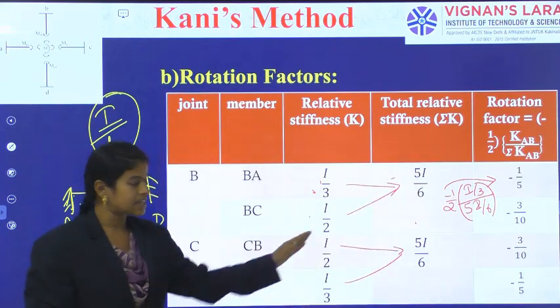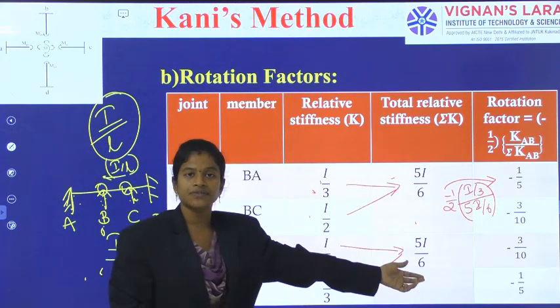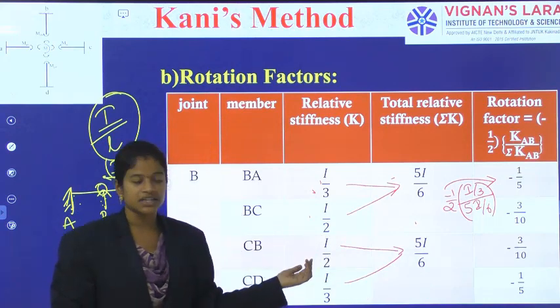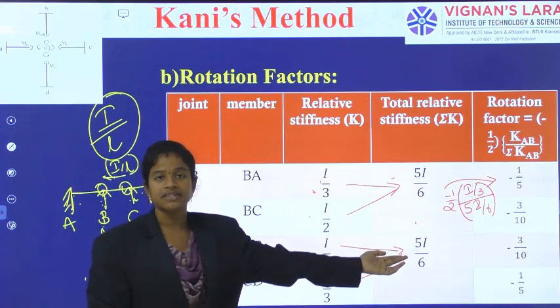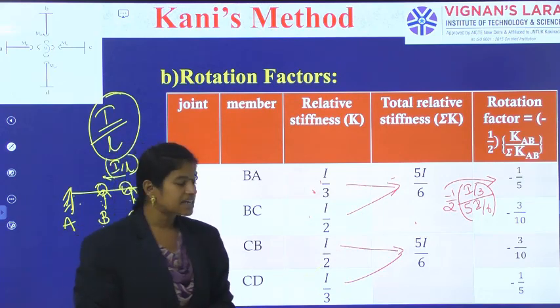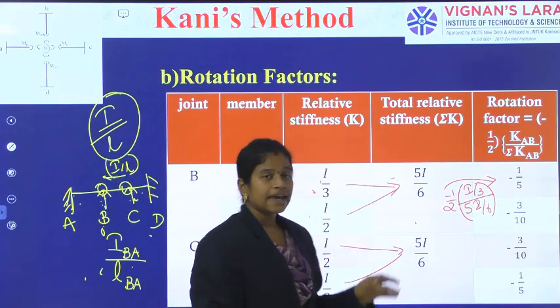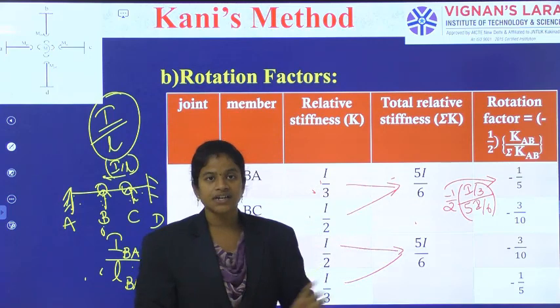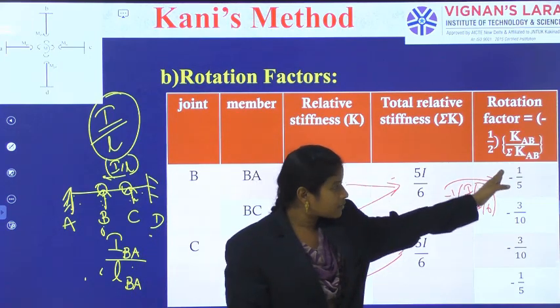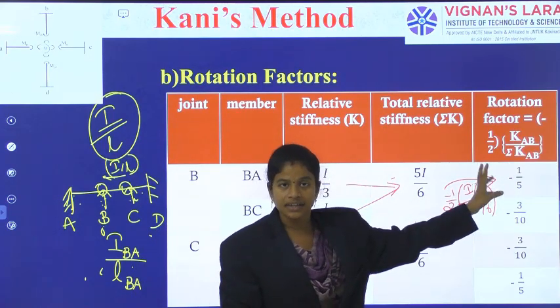And for the next members CB and CD, the ratio of the relative stiffness and the total relative stiffness is multiplied by minus 1 by 2, and then I by 3 and 5I by 6, again multiplied by minus 1 by 2. So like the distribution factor, there is no cross check for the rotation factors, but we will simply observe what the values are, whether they are okay or not.